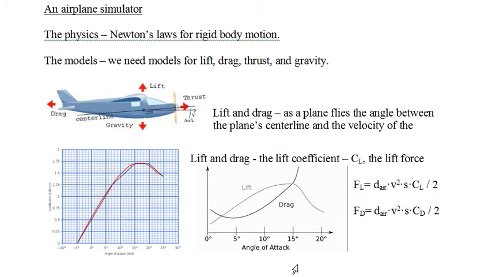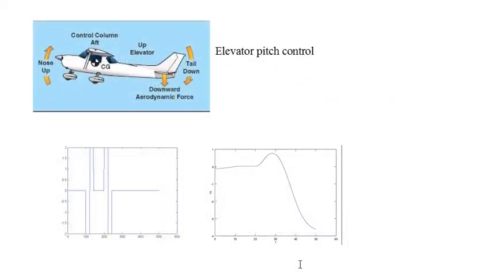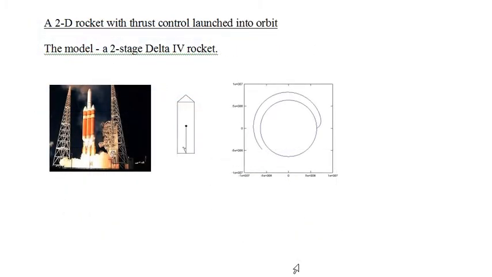We spend some time on a 2D airplane simulator, modeling lift, thrust, drag, and gravity, and the airplane's angle of attack as it flies. Control is exercised by controlling the tail elevator, which produces a torque on the plane, and the graphs show an attempted pitch up, which caused the plane to stall. We model a 2D rocket with a thrust phase and control the thrust angle for guidance. We simulate a launch to orbit.